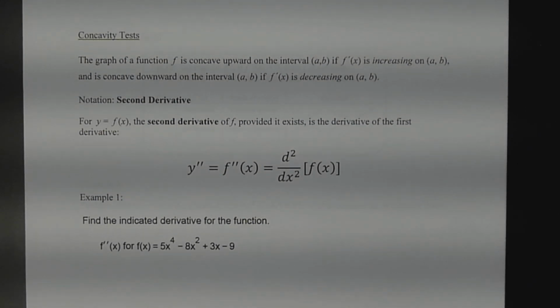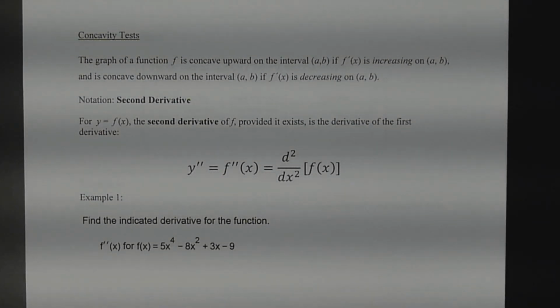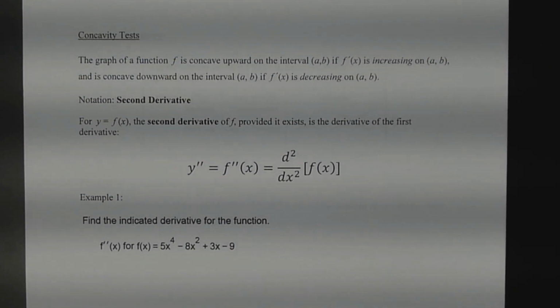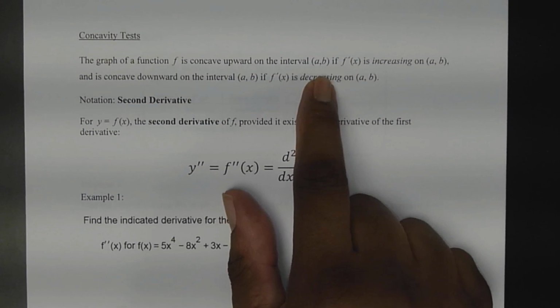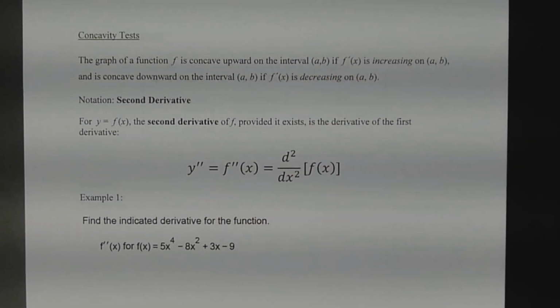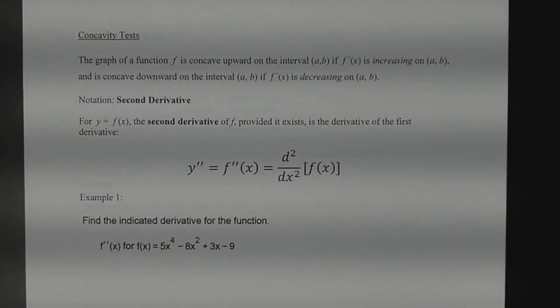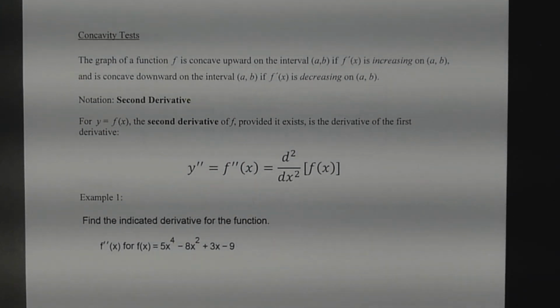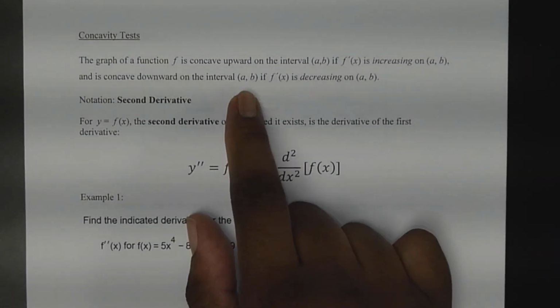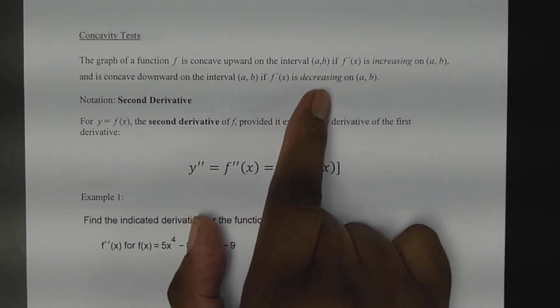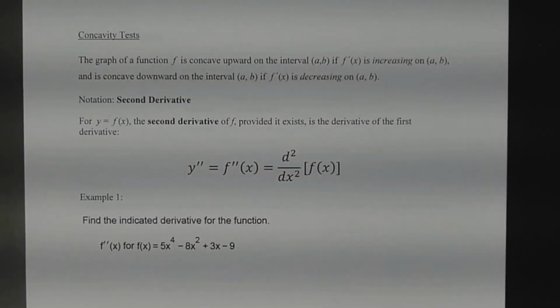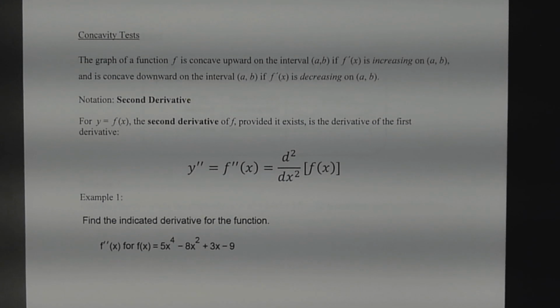All right, on the next page is a concavity test. The graph of the function f is concave up on the open interval (a, b) if f prime of x is increasing on the open interval a comma b, and is concave down on the interval (a, b) if f prime of x is decreasing on that open interval.